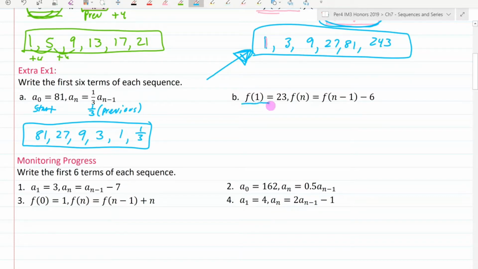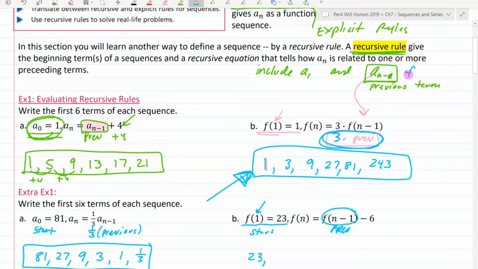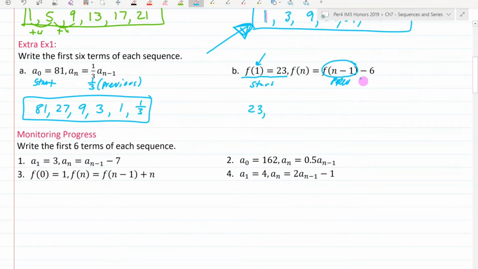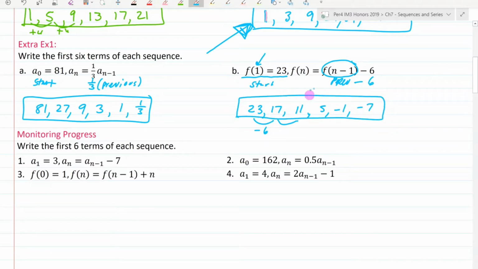For the next one, this is the first term, so we start. And this is saying the previous term. f of n minus 1 is the same thing as a sub n minus 1. So the previous term minus 6. You're just subtracting 6 here, and then subtracting 6 again, until you get 6 terms. You just do this every single time to the term in front of it.